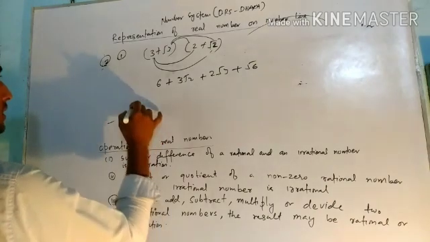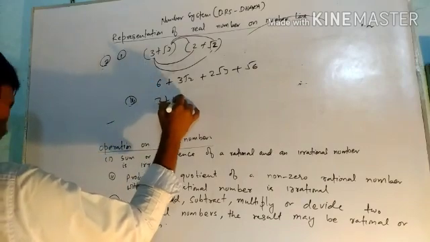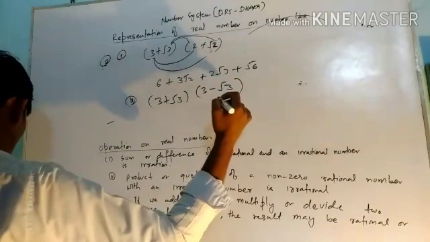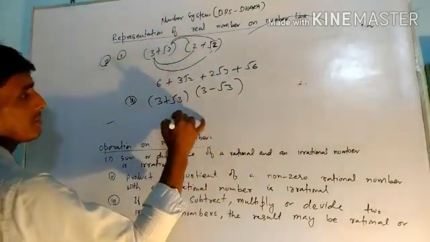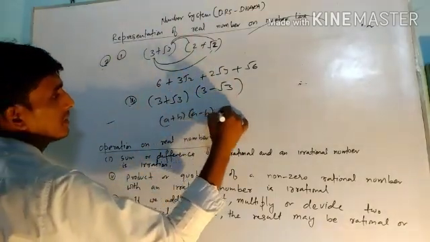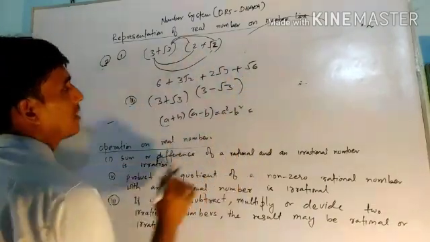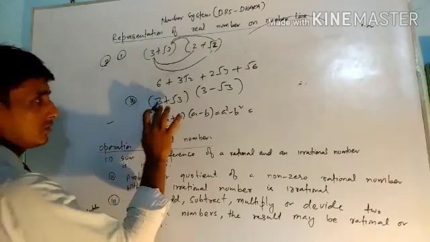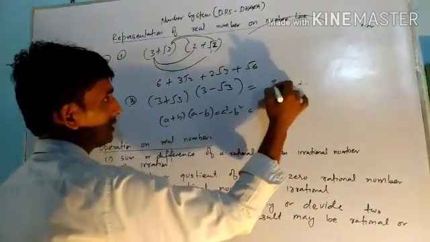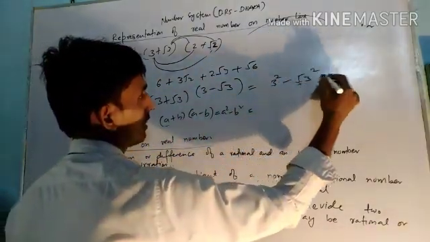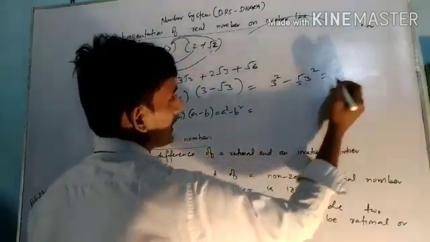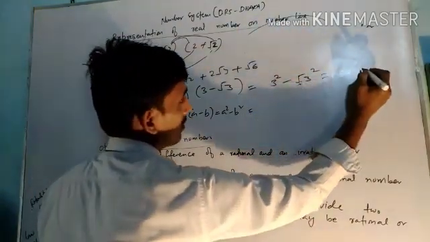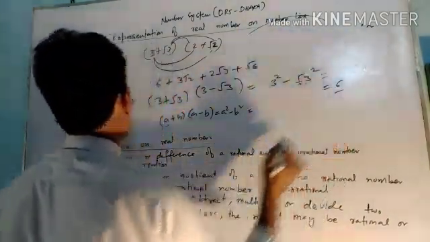Again, the second part is 3 plus root 3 into 3 minus root 3. So you know the formula, a plus b into a minus b is equal to a square minus b square. Here suppose root 3 is b and 3 is a. So you will get 3 square minus root 3 square. That is 3 square is 9 and root 3 square, the under root will be cancelled by the square, you will get 3. 9 minus 3, that is 6.